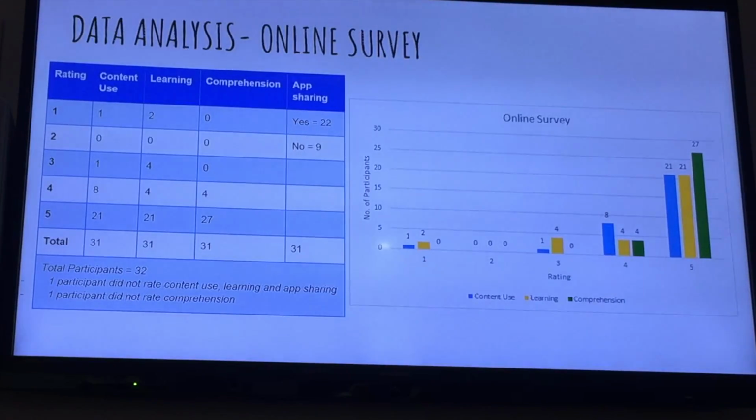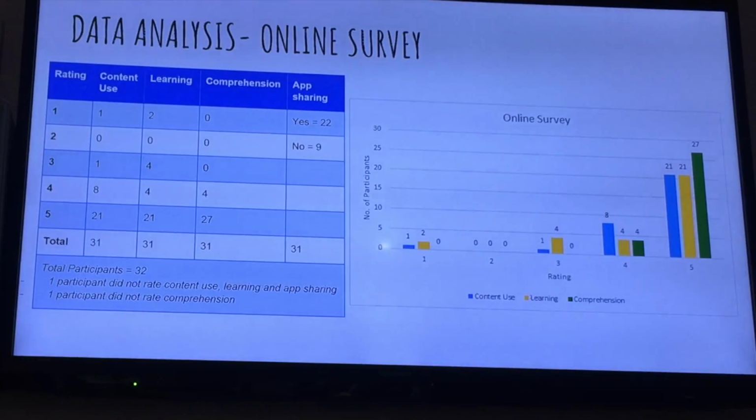So there were a total of 32 participants that did the asthma app survey online. And as you can see, generally the majority of the participants gave us a rating of 4 to 5, which is really good across all 4 domains. There are a few low ratings there, in content use and also learning. But as this is a retrospective analysis, we were not able to identify the reason for that low rating.